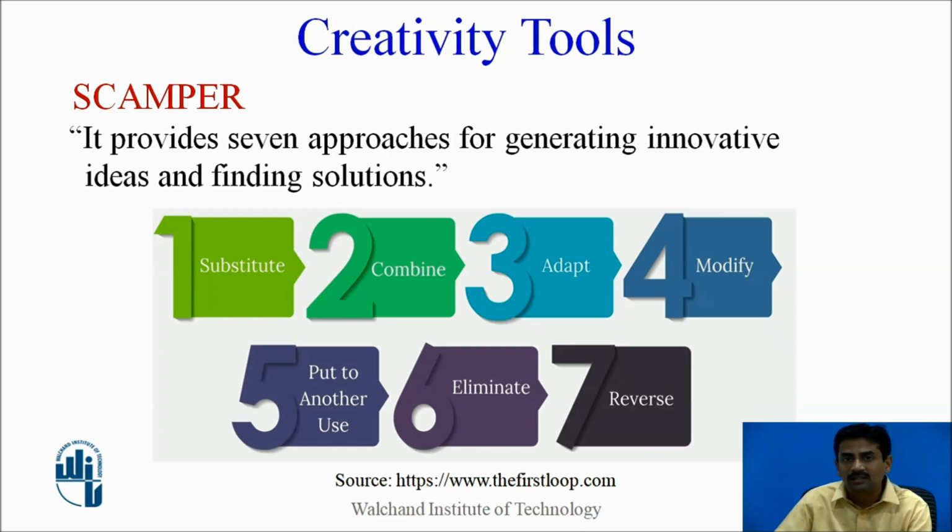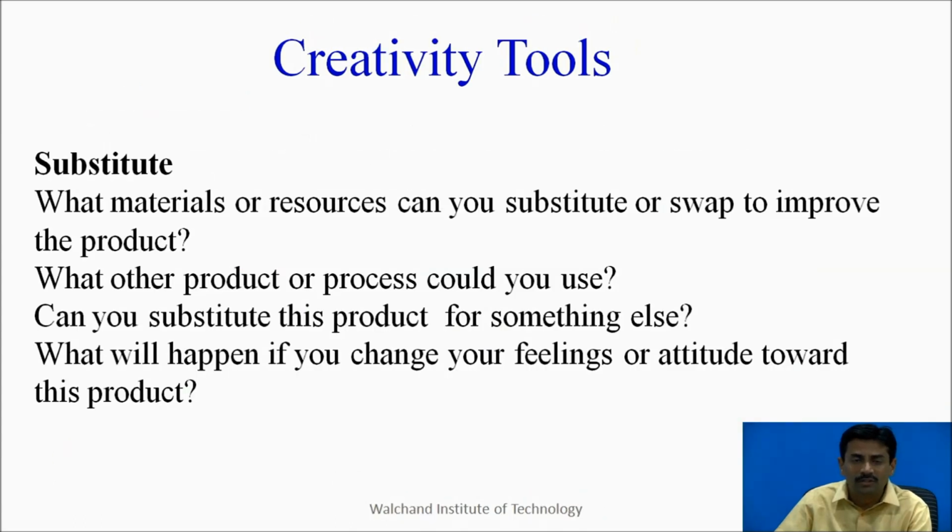The next technique is SCAMPER. Here, each letter from this word represents seven different approaches for generating innovative ideas and finding solutions. Let's discuss one by one. S means substitute. What materials or resources should you substitute to improve the product? Can you replace this particular product or process? Can you substitute this product with another product? What will happen if you change your feelings or attitude toward this product? So substitute basically focuses on alternatives that can be used to replace the present process or product.